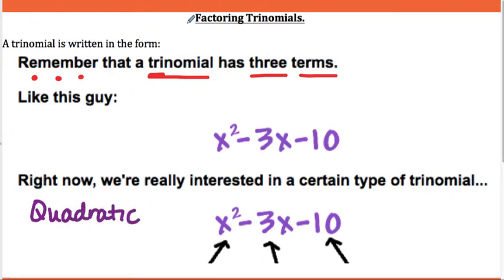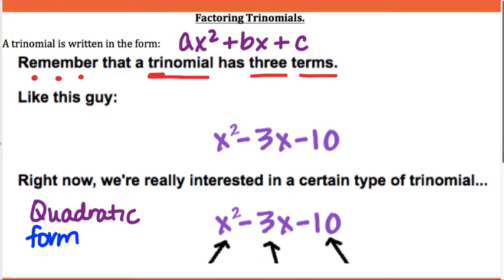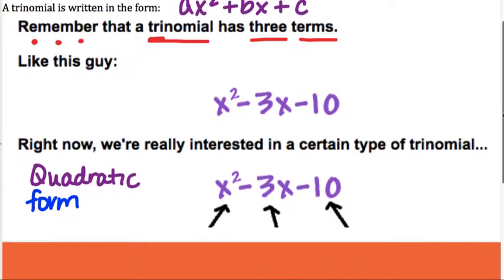A trinomial that is written in the form ax squared plus bx plus c. Those are the ones we're going to be talking about for this factoring of trinomials. Again, we call them quadratic form. Each part of the trinomial has a certain name.